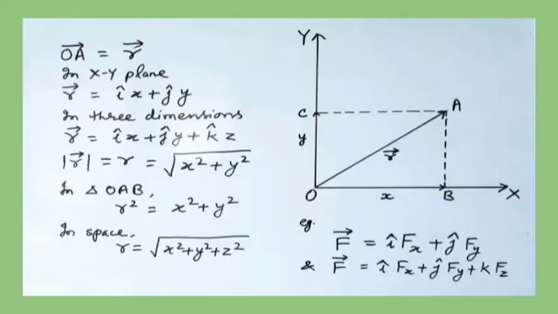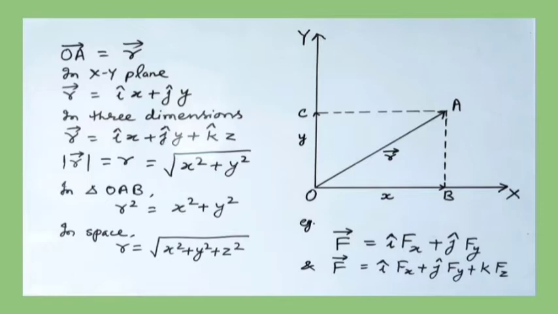Here you can see the position vector OA in the xy plane, which is also represented by vector R. The projections of point A on the two axes are x and y, which are called the components of vector R. Hence, vector R is equal to ix plus jy. In 3 dimensions, this vector R is equal to ix plus jy plus kz. You already know the unit vectors i, j, k along the 3 axes x, y and z.